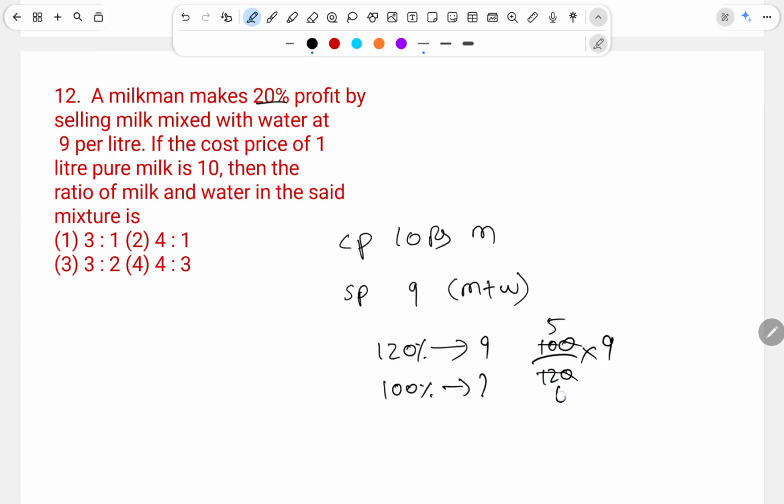100 by 120 into 9. 45 by 6, how many times it goes? 6 7s, 0.5. 7.5. CP must be 7.5. But actually CP is 10. Means how much would he have added water? This is milk, so 2.5 he would have added water. It gives 10 total. Means the ratio will be 75 and 25, which is 3:1. They're asking milk and water. So 3:1.